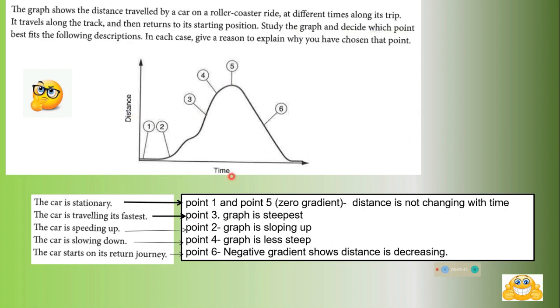This is a distance time graph of a car on a roller coaster ride, and we have to give information about each point. The car is stationary at point 1 and point 5, zero gradient, distance is not changing with time. The car is traveling its fastest at point 3, the graph is steepest. The car is speeding up at point 2, the graph is sloping up. The car is slowing down at point 4, the graph is less steep. And the car starts on its return journey at point 6, negative gradient shows distance is decreasing.